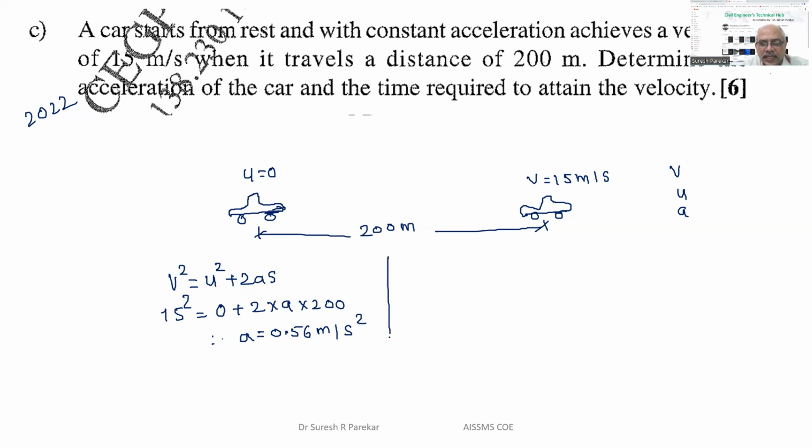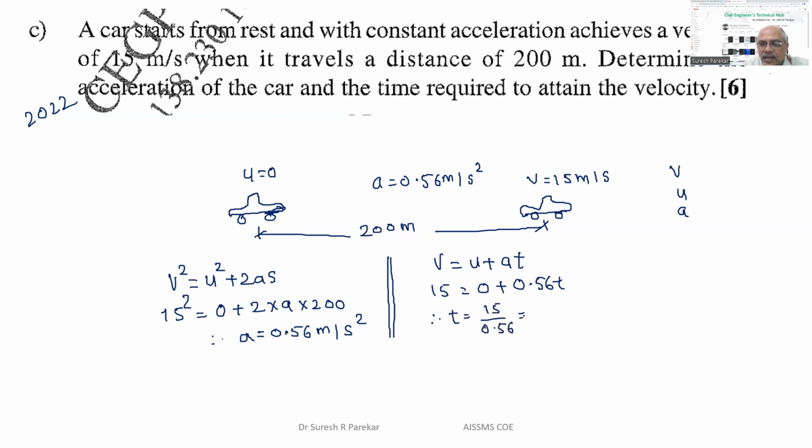Now we also have to find how much time. So my acceleration is 0.56 meter per second square. They have asked this also. And then for time, I have to use v equal to u plus at. You can use s equal to ut plus half at square, but that will be more calculations. Here we have fewer calculations. 15 equal to 0 plus a, which is 0.56, into t. And from this I will get t equal to 15 upon 0.56, that is 26.79 seconds.